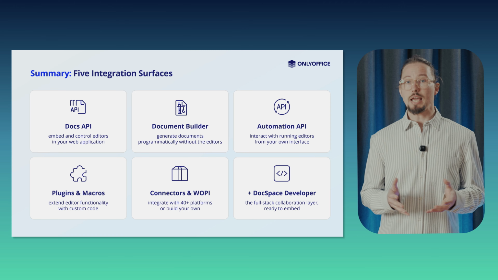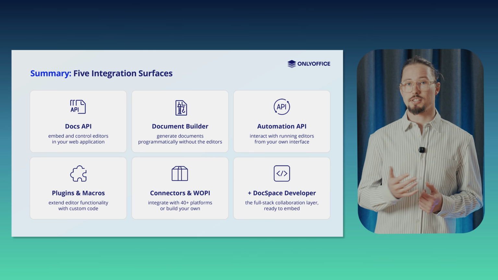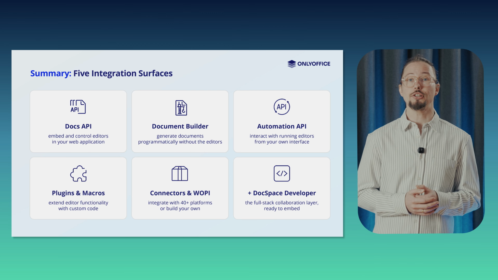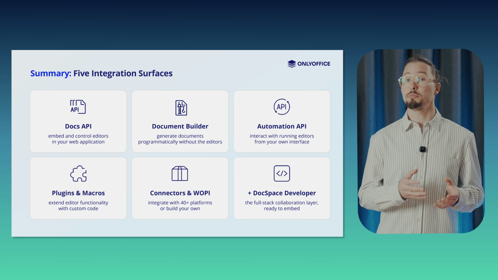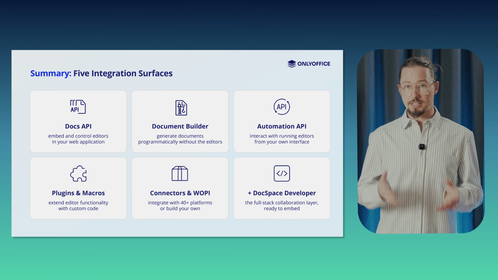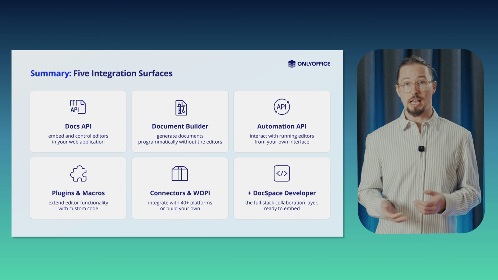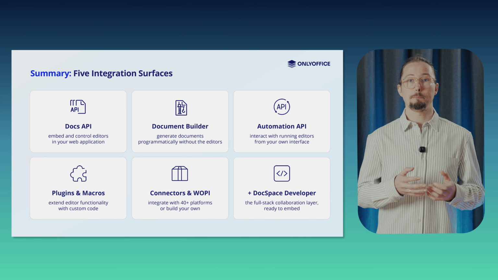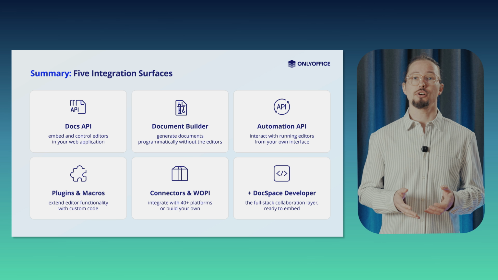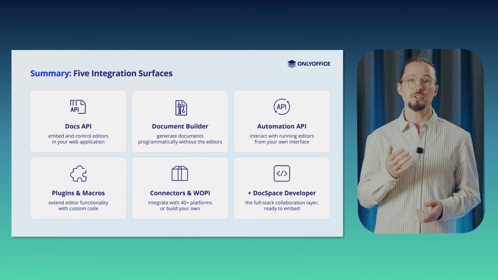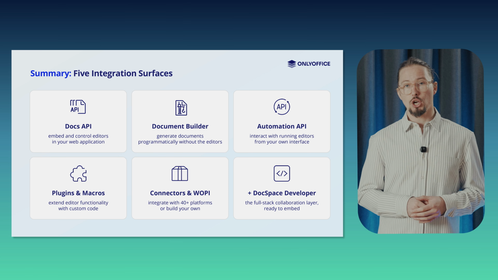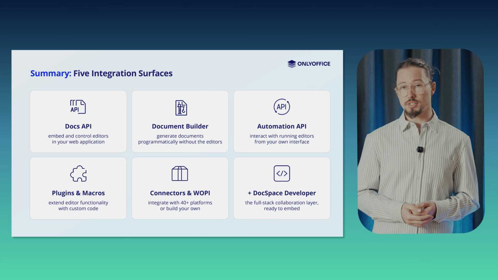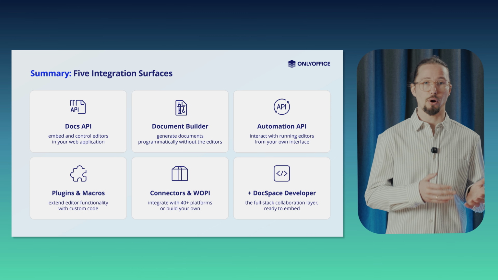Let's recap. Today we covered five ways to work with ONLYOFFICE as a developer. The Docs API, that means embedding and controlling the editors in your web application. Document Builder, generating documents programmatically without the editors. Automation API, that means interacting with running editors from your own interface. Plugins and macros, extending editor functionality with custom code. And connectors and WOPI, connecting ONLYOFFICE to existing platforms. Plus, DocSpace Developer as the full-stack option when you want the complete collaboration layer out of the box.